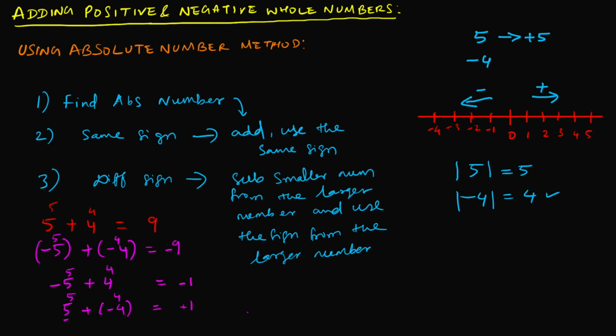So that's it. This is how we add positive and negative whole numbers using the absolute number method.